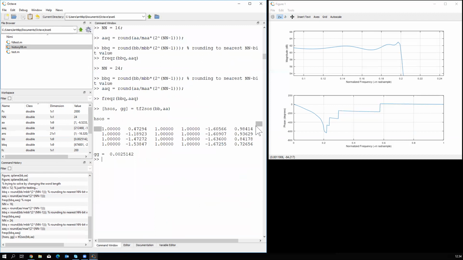First row, we have parameters B, firstreal values, and then parameters A for the first section. The second section parameters, third section parameters, and fourth section parameters. This was an eighth order filter. And as you can see, the second order section parameters are in the same order of magnitude. That's nice. So the relative rounding error is much, much smaller.